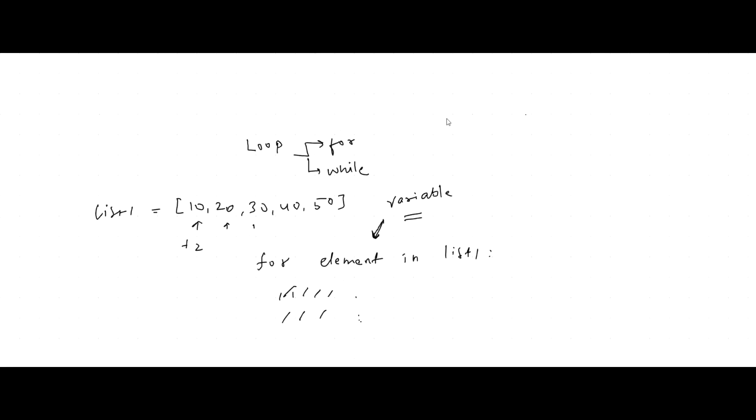Let's see what will happen in element. Now, what happens in element is I'm going to talk about iterations. Iterations means what?